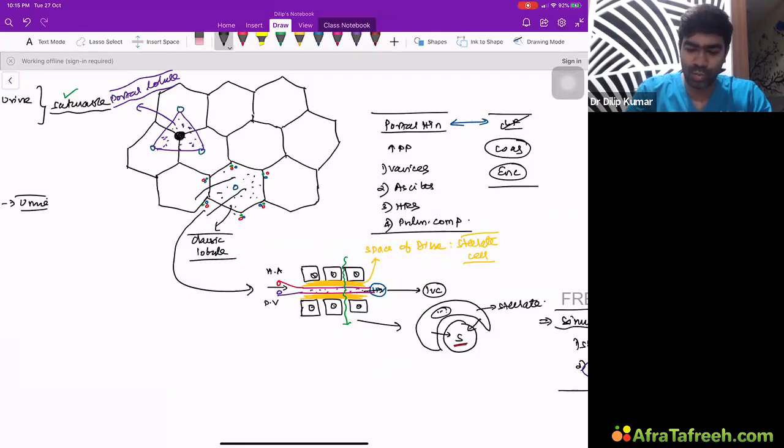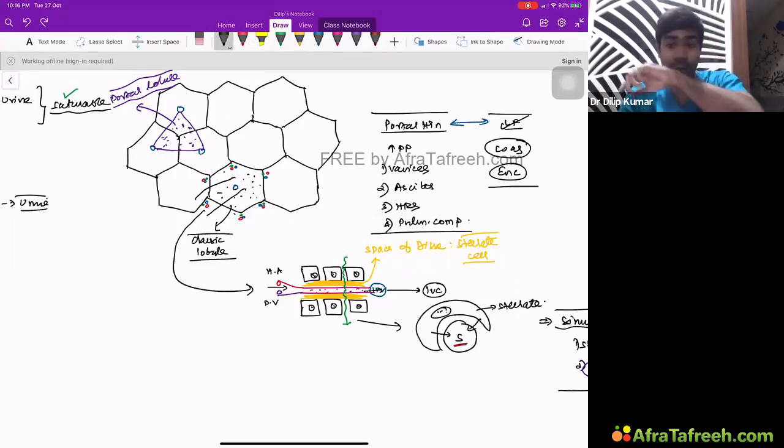So if you see, there is only one portal triad there. I can again mark and show you. There is only one portal triad there. So actually this portal lobule's idea is to center around a single portal triad. That's why it's called a portal lobule, because it is centered around a single portal triad.